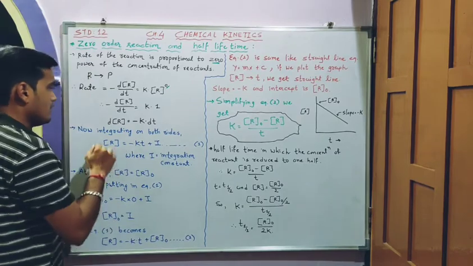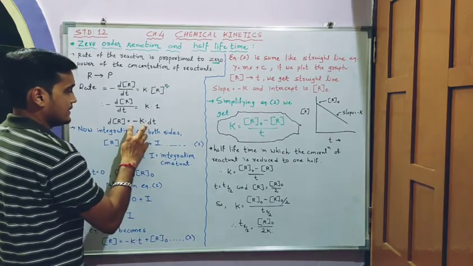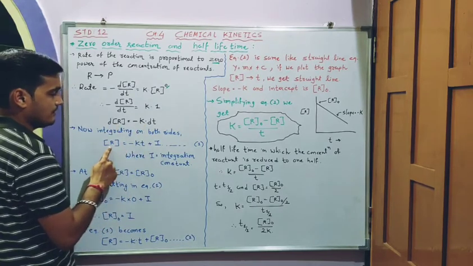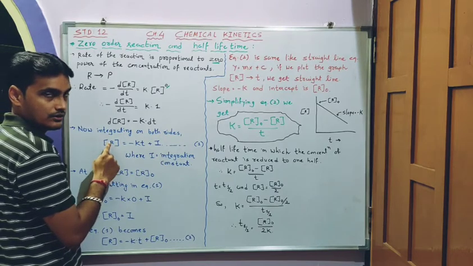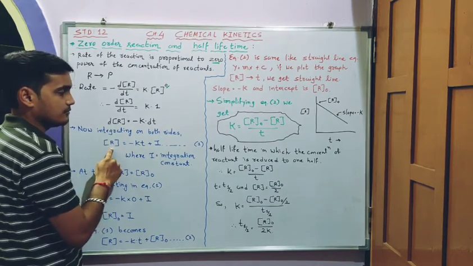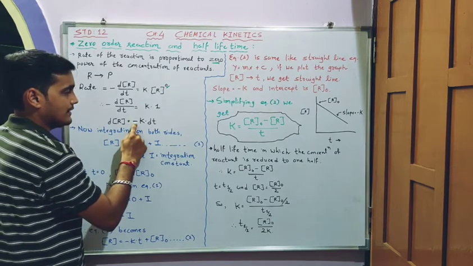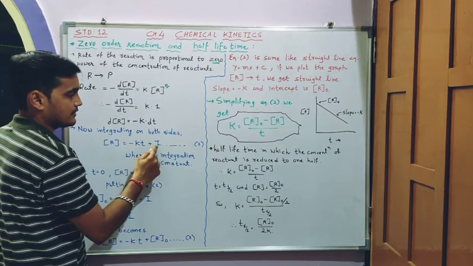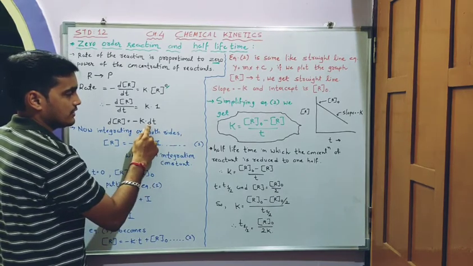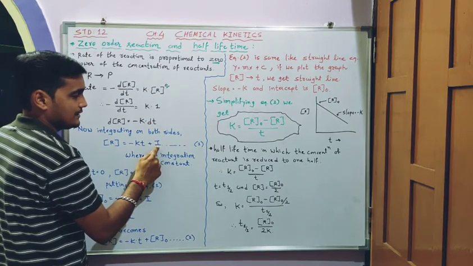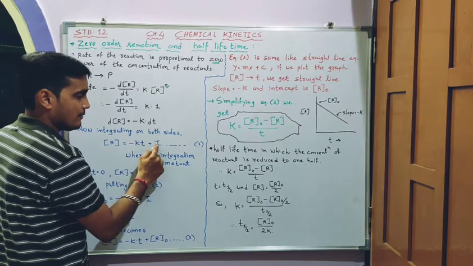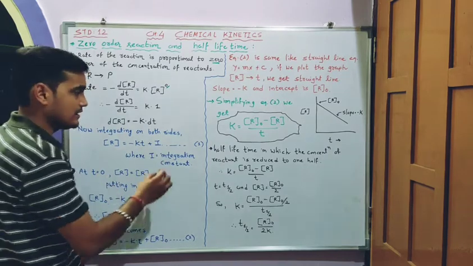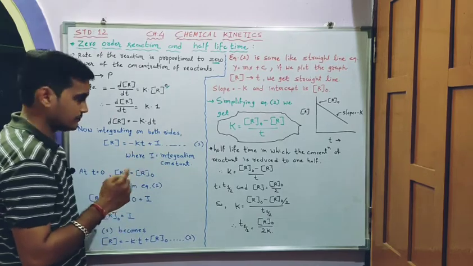Okay. Now integrating on both the sides, integration of dR we will get only R, is equal to minus K into dt, that will convert into minus kt plus I. This d was removed and the new digit capital I is introduced. This capital I is known as integration constant. So this is our equation number 1.